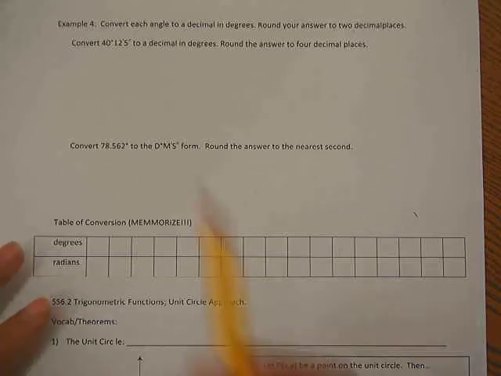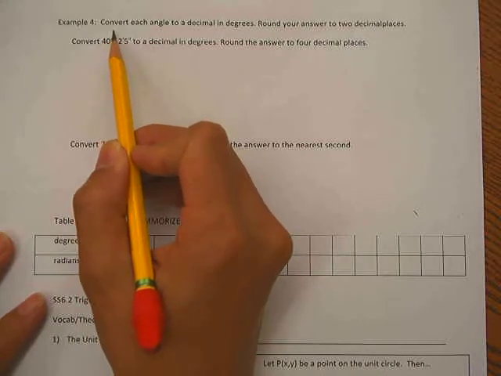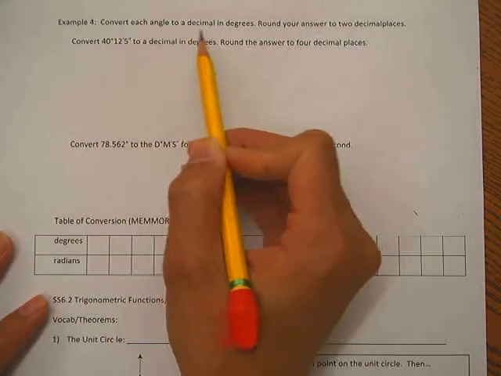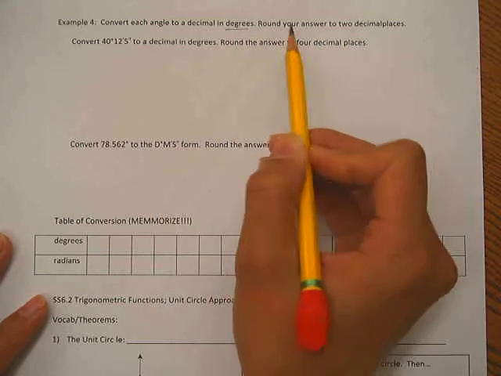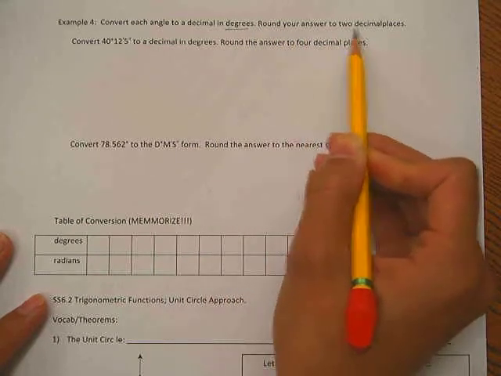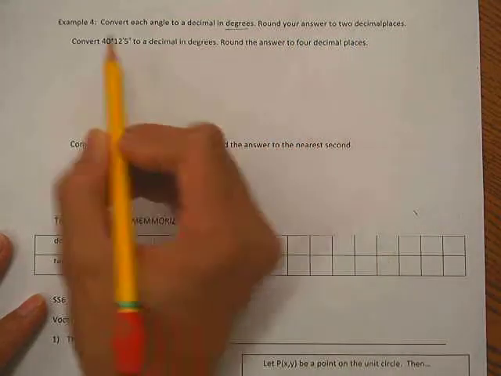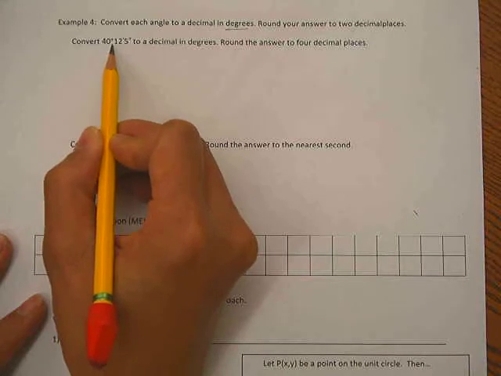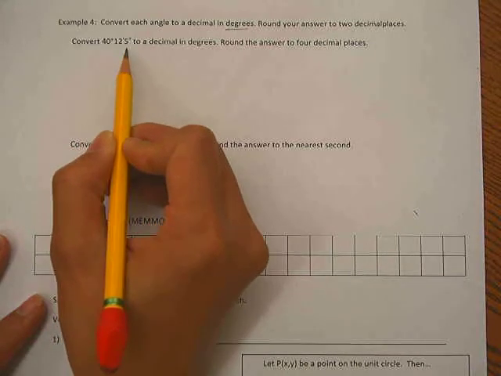We are going to continue with example 4, which is probably the easiest example out of all of 6.1. The direction said convert each angle to a decimal in degrees. Round your answer to 2 decimal places. So we have 40 degrees, 12 minutes and 5 seconds.